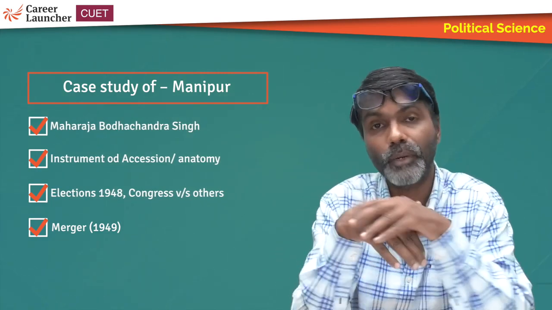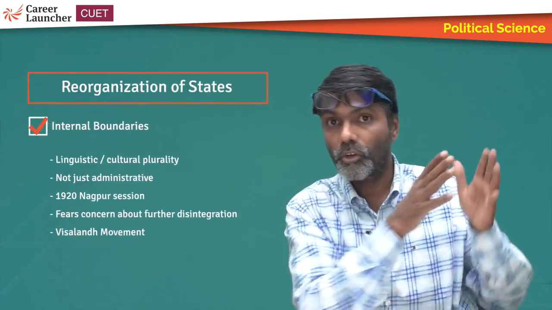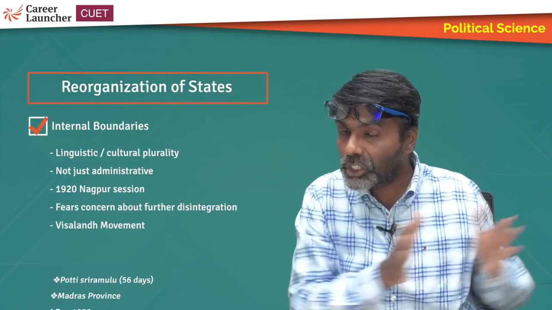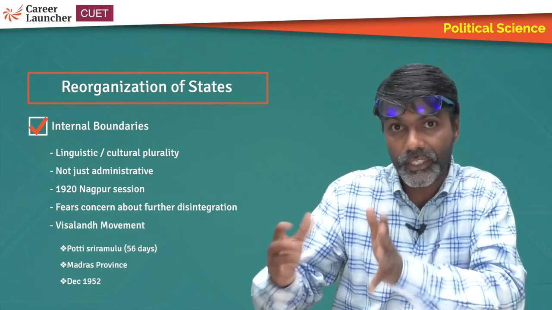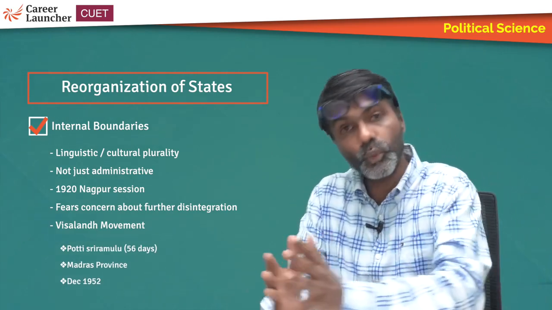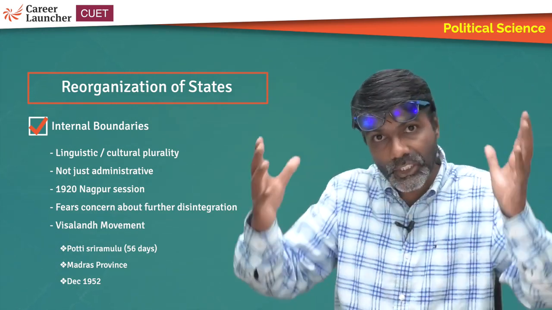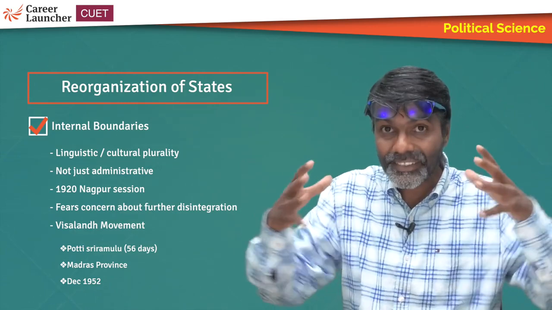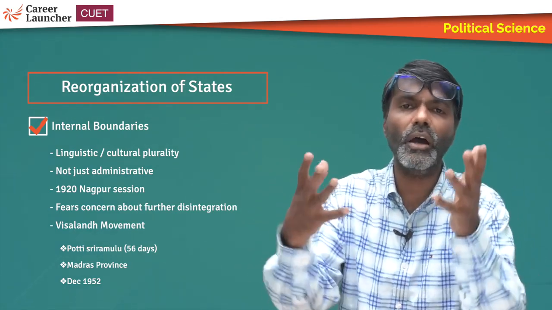That brings me to the last part of this chapter before we close, which is reorganization of states. So, the initial partition and migration challenges we've covered, the integration of the princely states we have covered, and then as India moved into the 50s, the other significant challenge in our emergence as a single union was how do we manage such a large country?